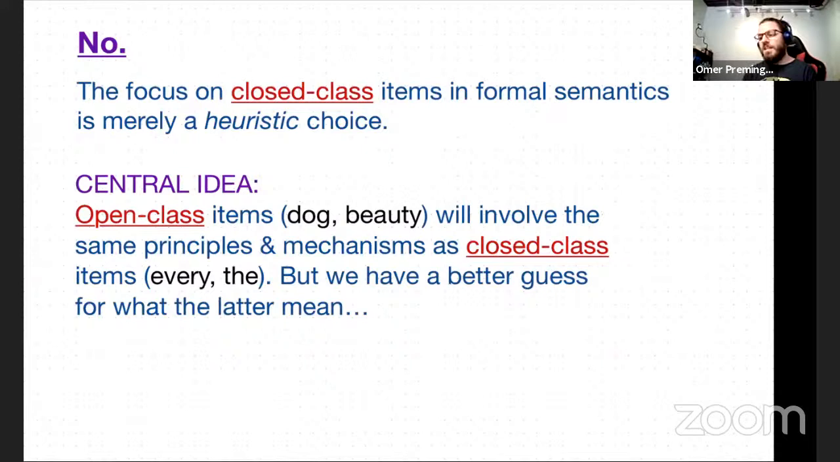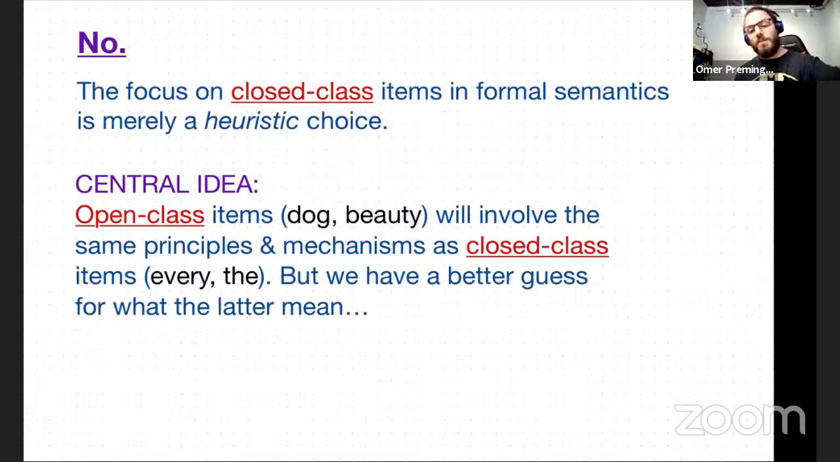I think it's worth reminding ourselves why contemporary formal semantics focuses mostly on closed class items. It's not a choice that is driven by some in-principle idea about closed class items. Instead, it's a heuristic, and it's driven by the following thought. And for what it's worth, it strikes me as a reasonable thought, not that my opinion necessarily matters. The thought is, look, we think that open class items like dog and beauty will compose and end up meaning things in much the same way that closed class items like every and the will end up meaning things. However, we have a much better guess on what something like every might mean from, let's say, predicate calculus than we have about what beauty might mean. I think this is fairly intuitive.